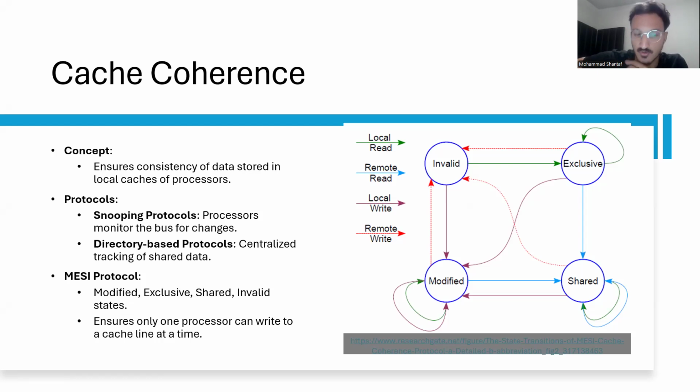And the MESI protocol, what is that? That's modified, exclusive, shared, and invalid. It ensures that only one processor can write a cache line at a time. On this diagram, we show how it can write and read and how it happens. All of these happen simultaneously, but whenever they happen, it's made sure that it goes through a cycle, so that nothing goes in front of the other and the whole operation keeps going. That is how cache coherence operates, and that way it ensures consistency in the data stored in the local caches of these processors.